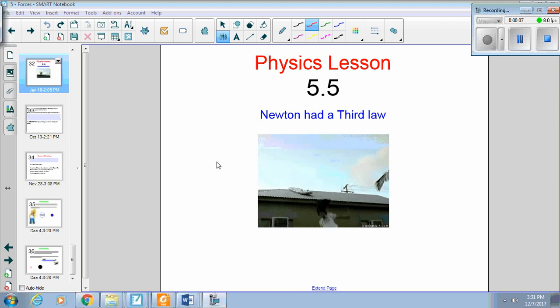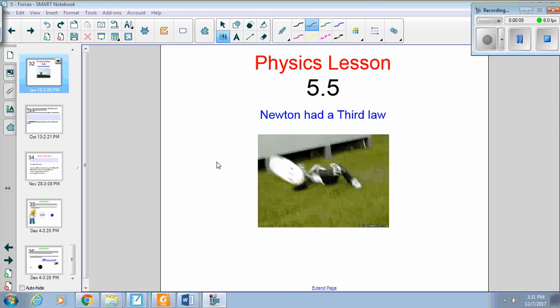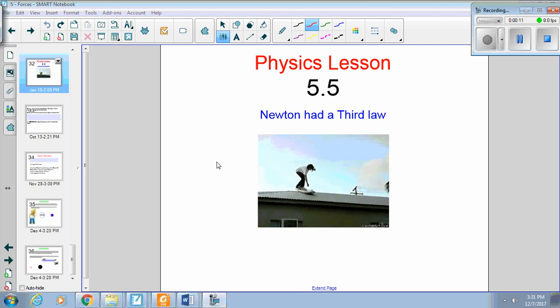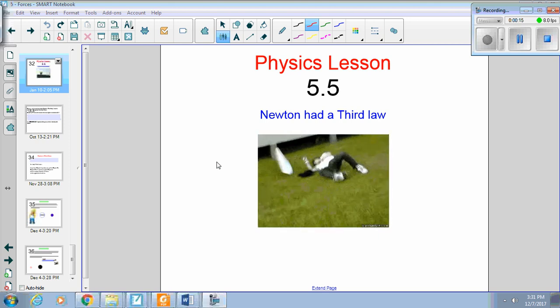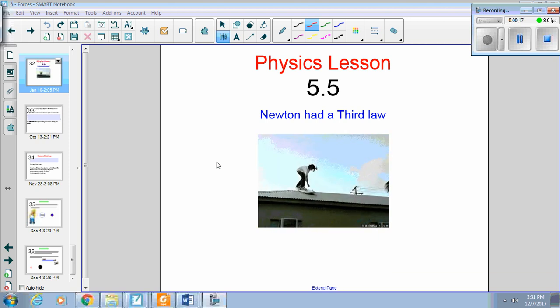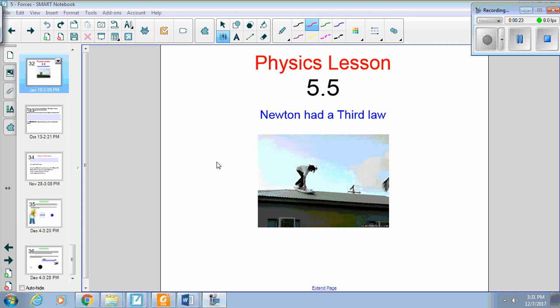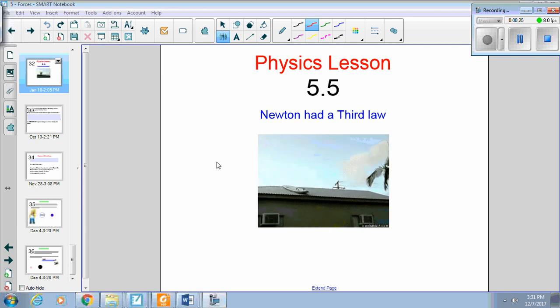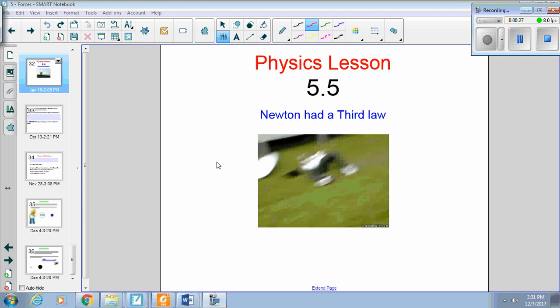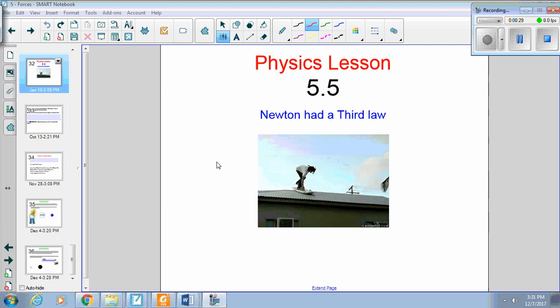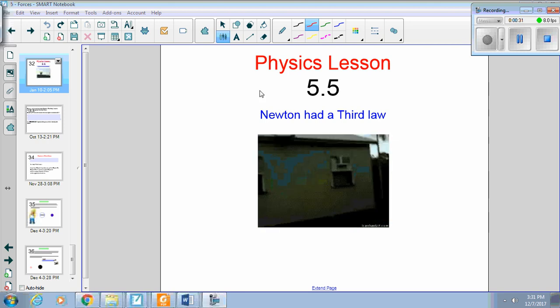This is Newton's third law, and we're going to talk about this. Essentially, we need to review the first two laws first. So, Newton's first law, law of inertia. An object is going to stay in motion or stay at rest unless some outside force makes it change. Newton's second law. This is one we equate as force equals mass times acceleration.